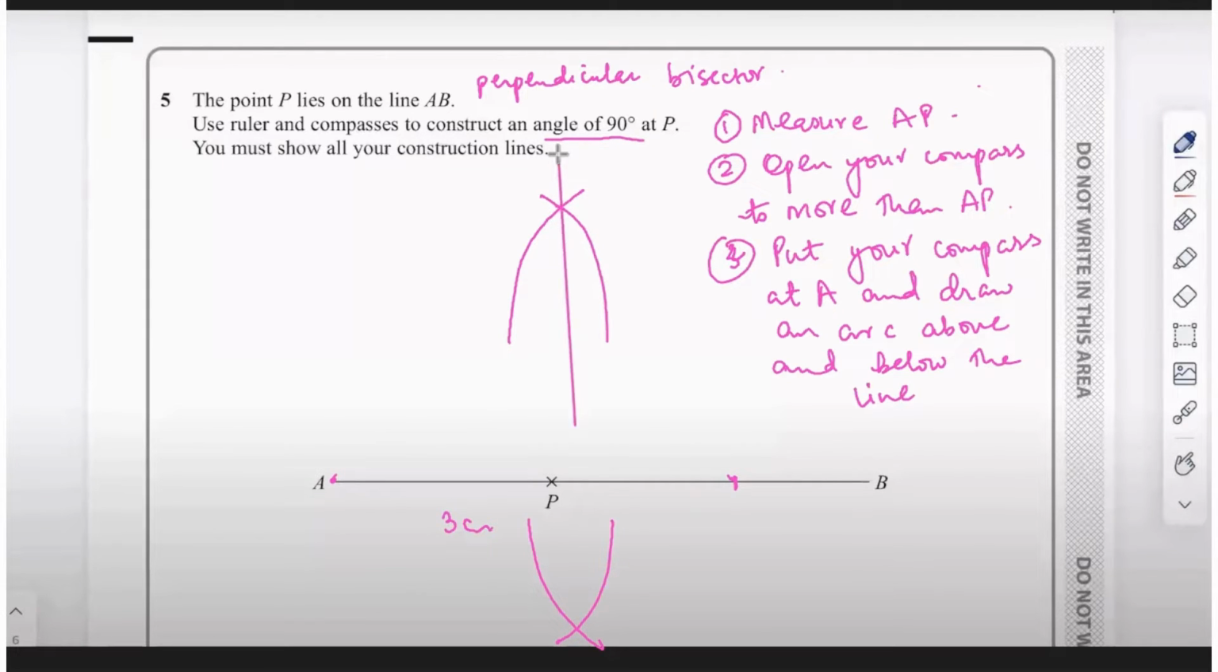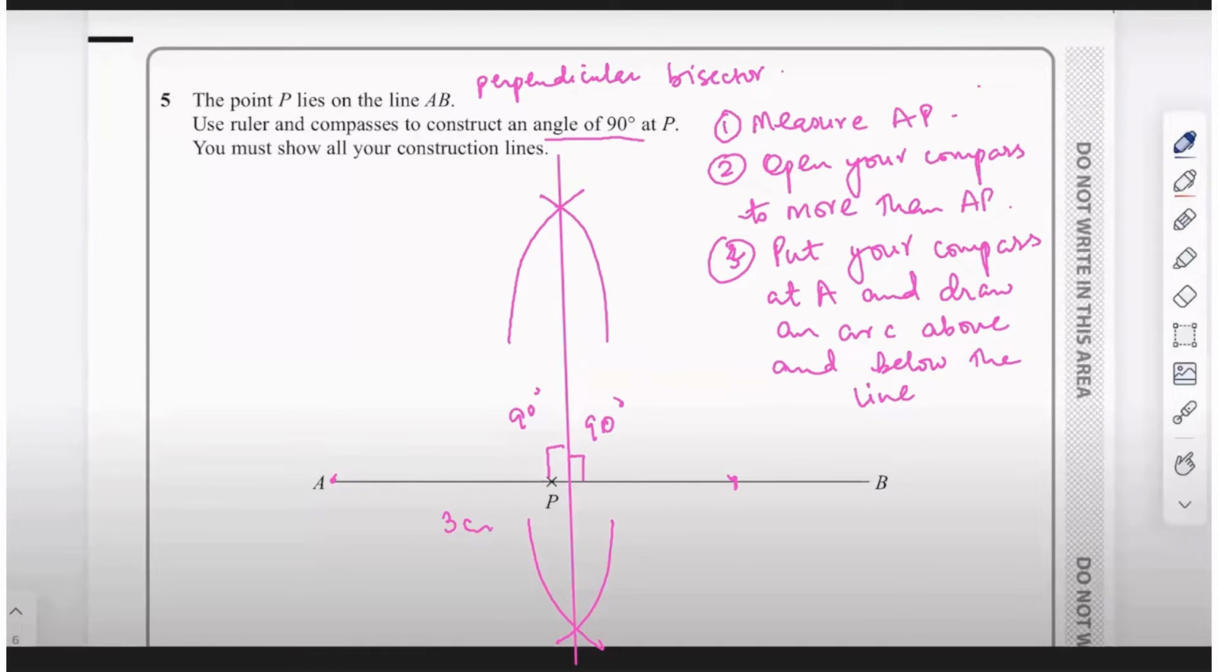So once you've drawn those arcs, you will connect the arcs from the middle using this line. And you can check using your protractor that this angle will be 90 degrees. Since I'm drawing it roughly, the line isn't passing through P, but your line has to pass directly through P because the perpendicular bisector will pass through P.